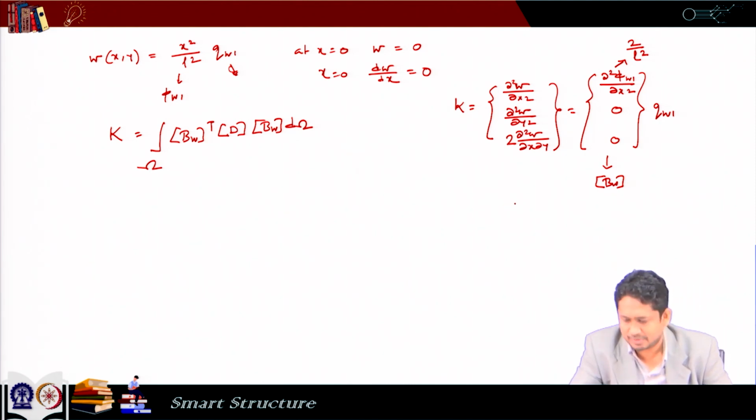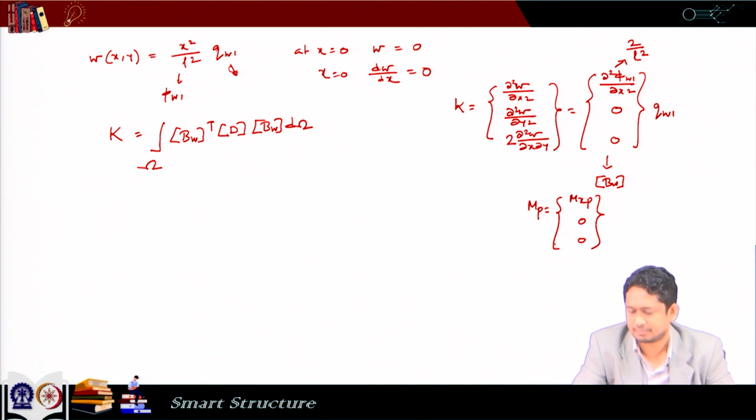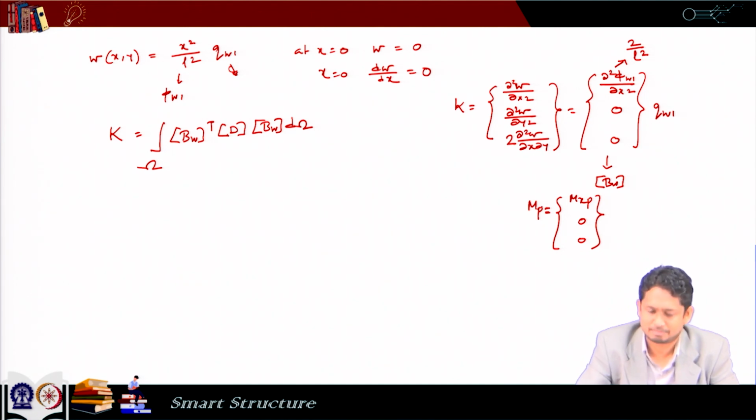And also we need the MP, and MP has only one component, and which is this. Again that is an approximation. So, we have only one component of MP which is MxP and 0 0, and we know how to find out MxP, we have done it before.